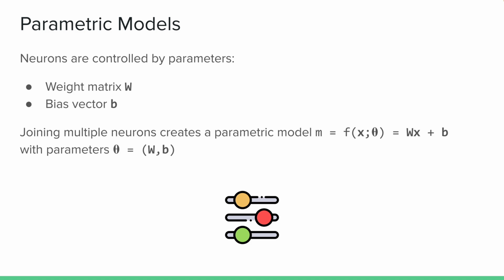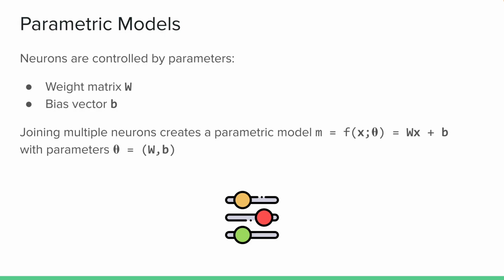These parameters that we're trying to find are the faders. They allow us to actually change how our model operates and whether it performs well or not. And if we have such parameters, we typically speak of parametric models. Non-parametric models are, for example, k-nearest neighbors, where you don't learn parameters, you just compare the data points to each other. Neural networks are parametric models, and they are controlled by the weight matrix W that we've seen before and a bias vector. And if you join multiple neurons, you create this whole parametric model that you can write like this.